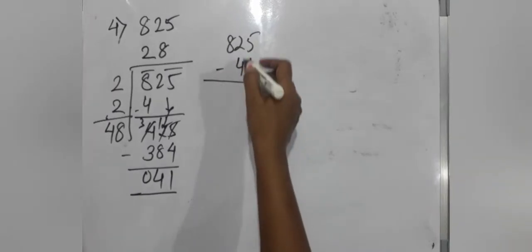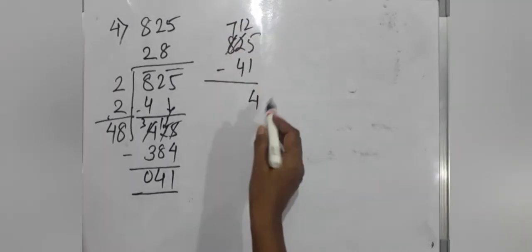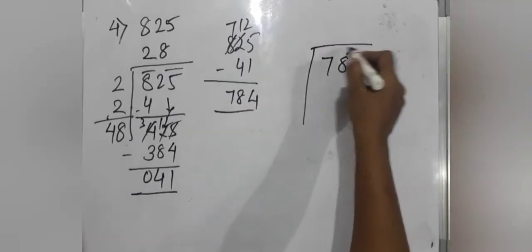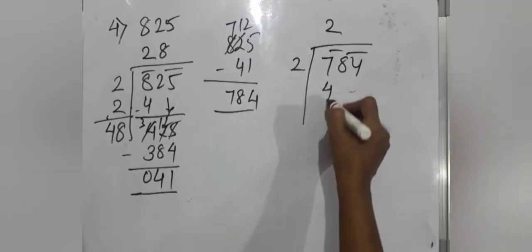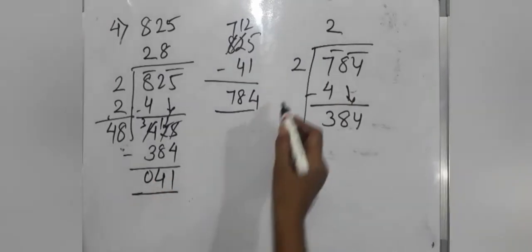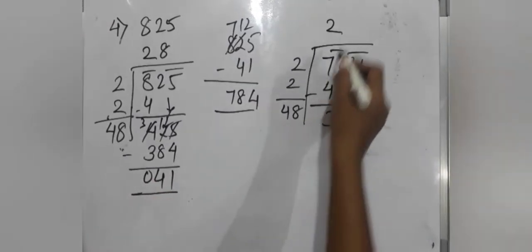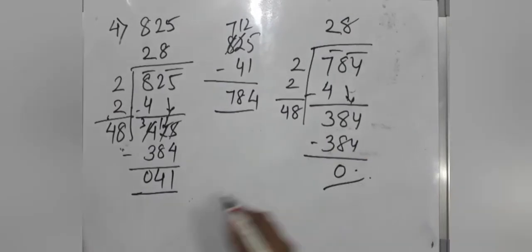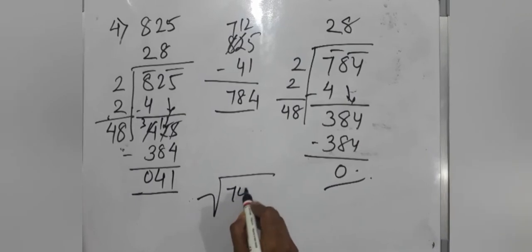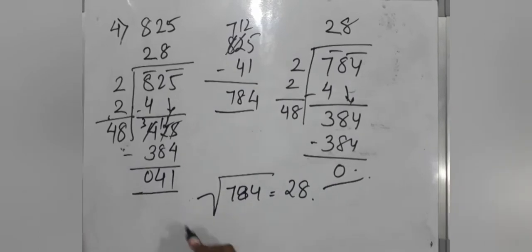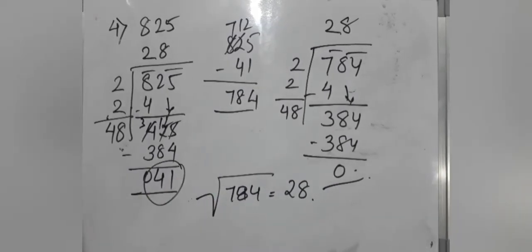We will have 784. Let us find the square root of this number. Again 2 into 2 is 4. We get 384 as the remainder. 2 plus 2 is 4, and we have already seen it, 48 into 8 is 384, which gives the remainder 0. Therefore the square root of 784, which is the obtained number, is 28, and here the number we subtracted is 41.